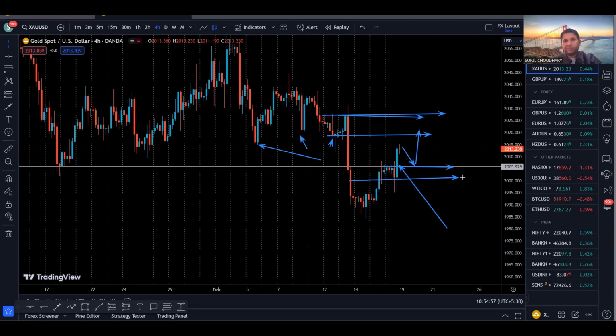Also for the shorts, I'll be waiting for the price to get a close below this support on the 4 hour time frame, and then I can target the next support, which is right here. So that is something on the 4 hour.